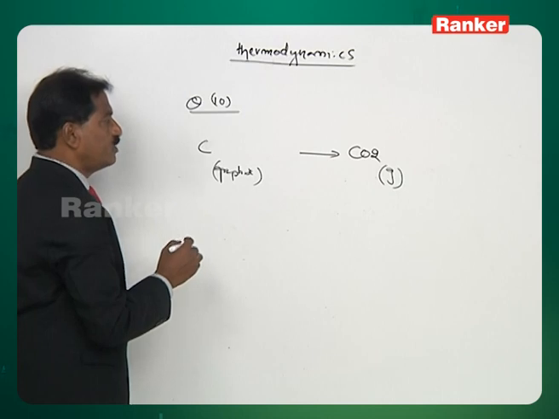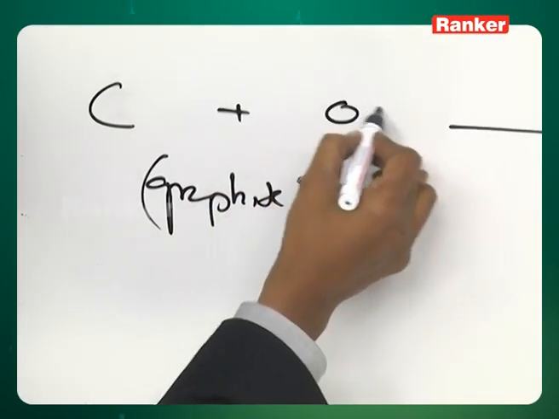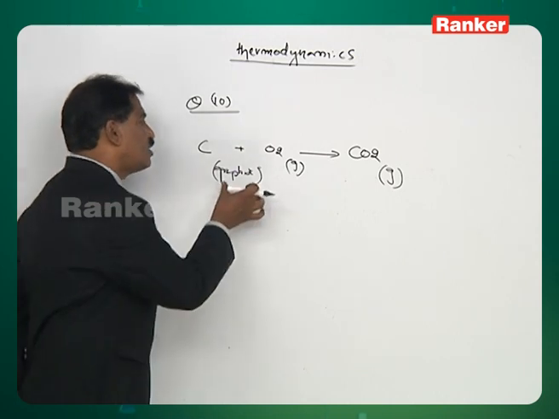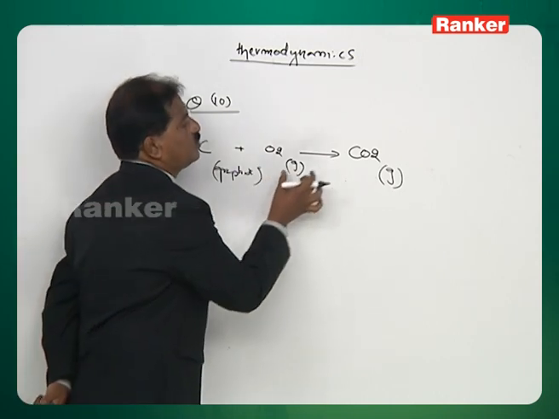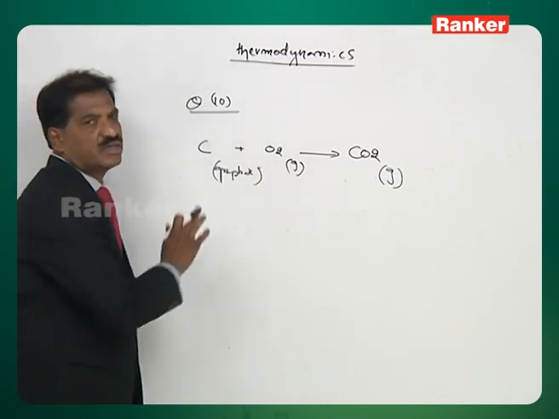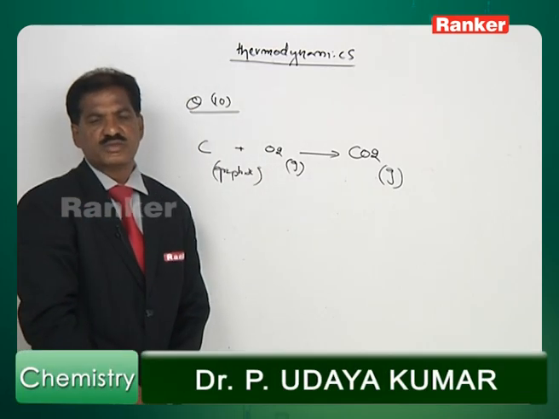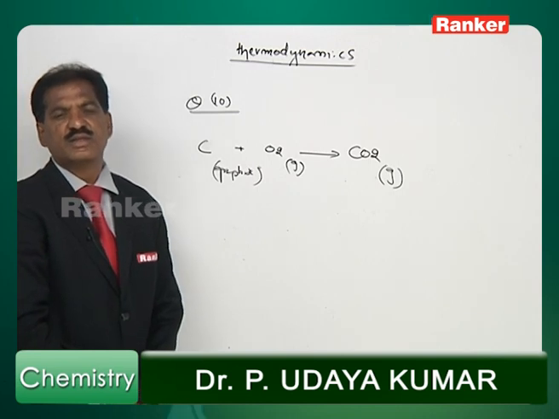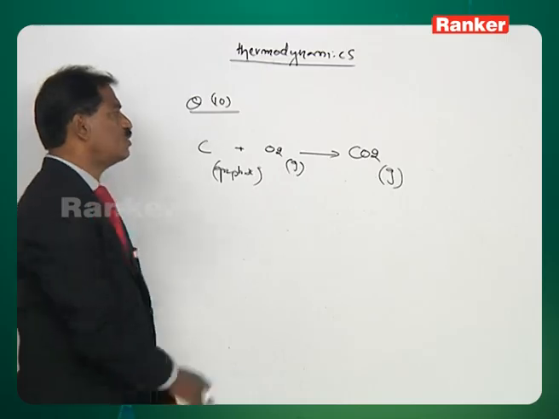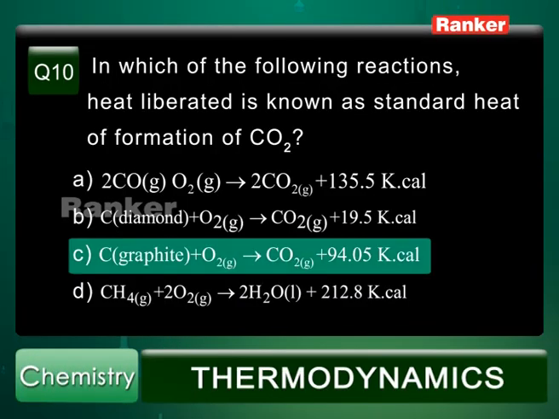We need 1 mole of the graphite. Next, we need 1 mole of the oxygen gas. So, the reaction in which 1 mole of the graphite combines with 1 mole of the oxygen to give 1 mole of the CO2 is the correct representation of the standard heat of formation of the CO2. So, in which option was it shown like that? You see, in option C, graphite plus O2 gives CO2 is given. Therefore, the answer is C.